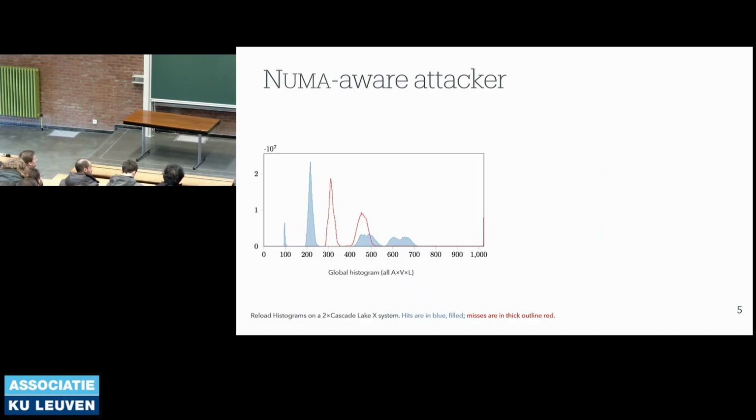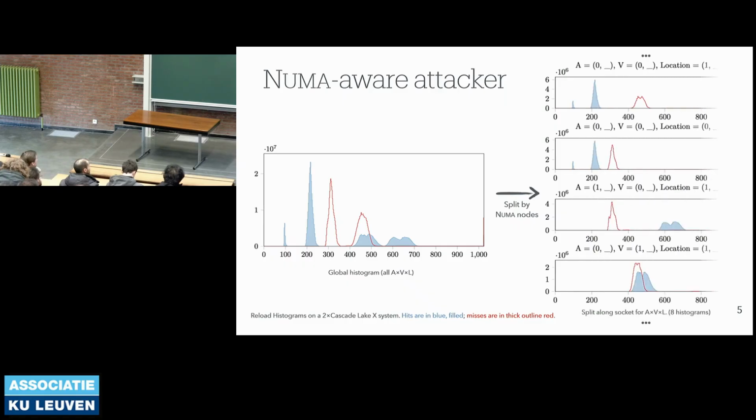The next thing we can do is take into account the sockets and the NUMA nodes. If we split our histogram according to the attacker, the victim, and the target memory sockets, or NUMA nodes, we get these histograms. There are four other ones that are basically symmetries, identical to some of them. In this case, we already get a significant improvement, and in 3 cases out of 4, we can actually pick a good threshold and it will work.